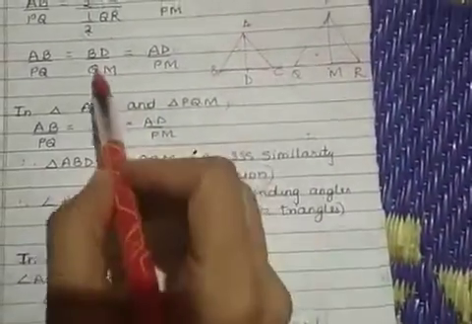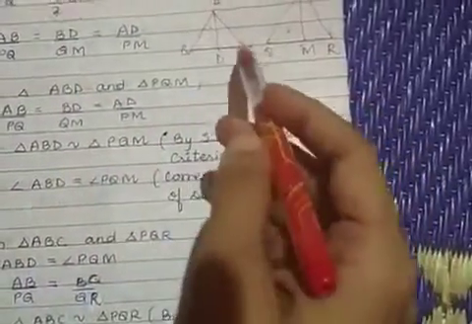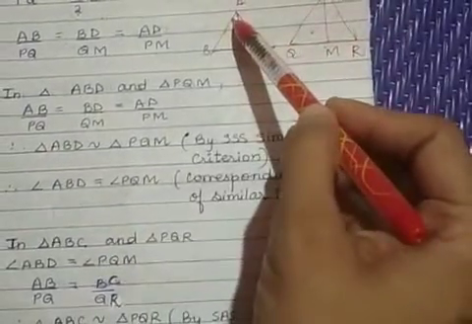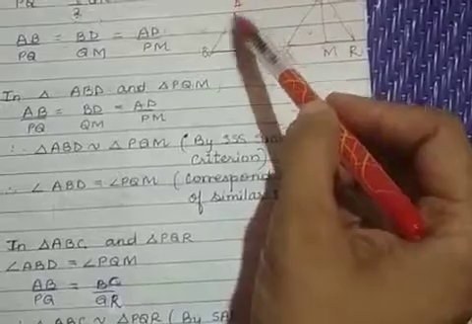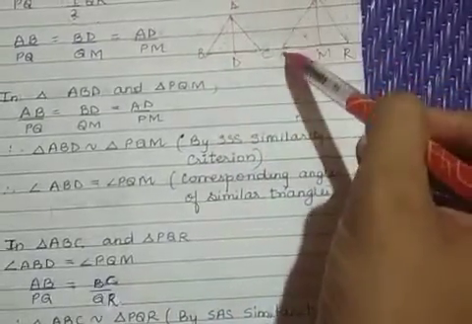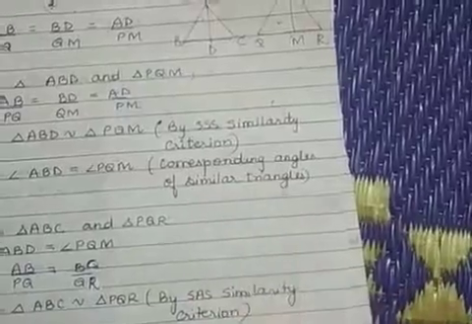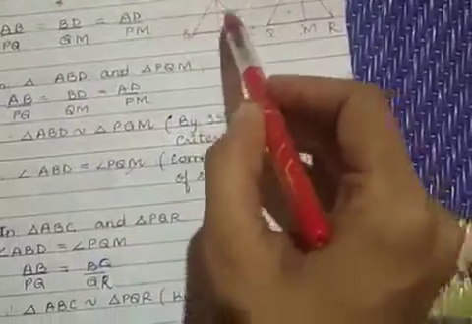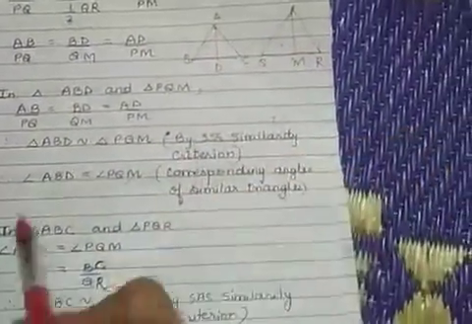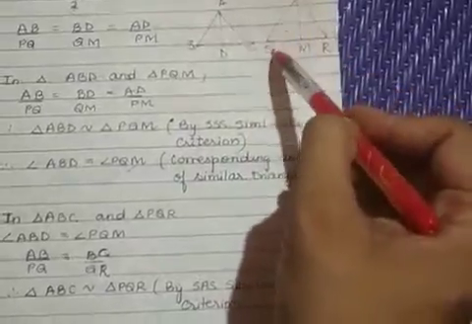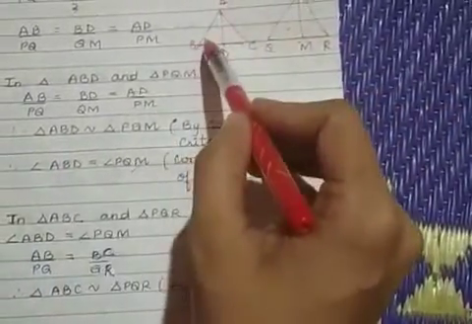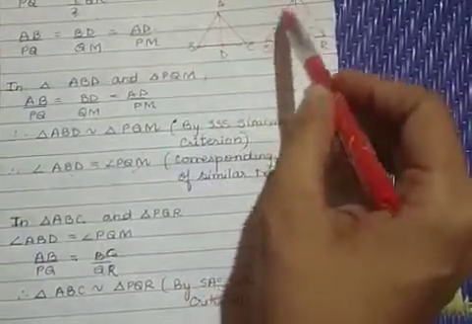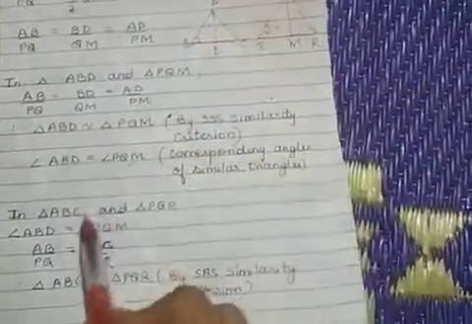Why I am using this condition here is so that I will get the conditions to show these two triangles are similar. Now if this is the case, then angle ABD will be equal to angle PQM, because they are corresponding angles of similar triangles. So we got this. Now let us take the two triangles to show that they are similar. In triangle ABC and triangle PQR, we got the condition that angle ABC is equal to angle PQM, or ABD is equal to PQM, correct? So this angle is equal to this.